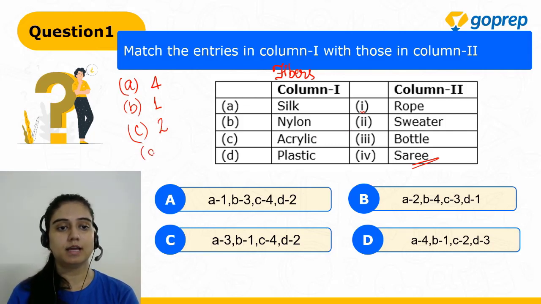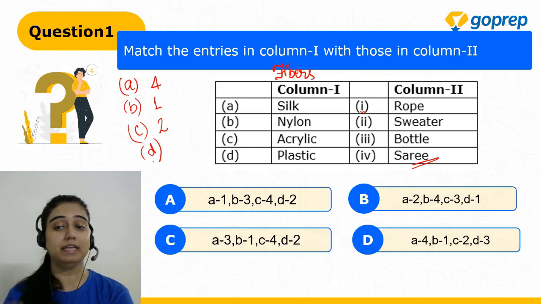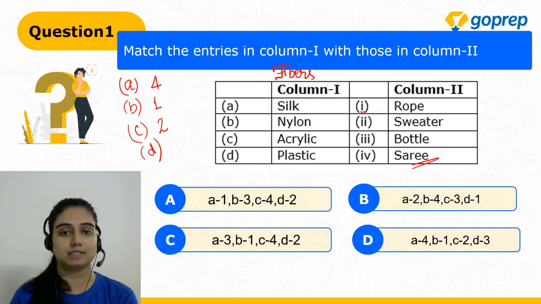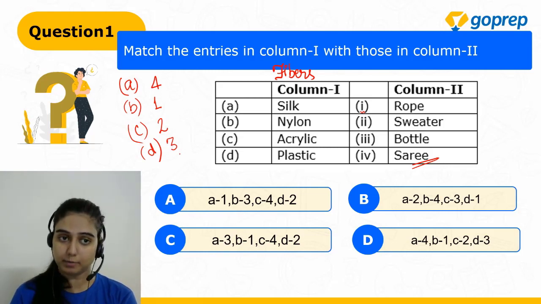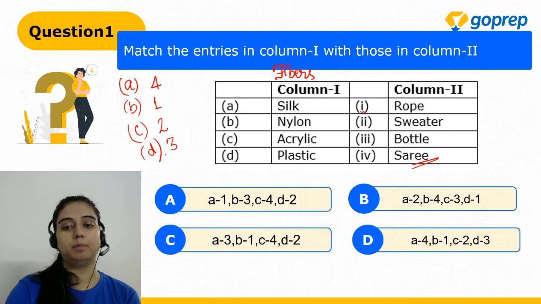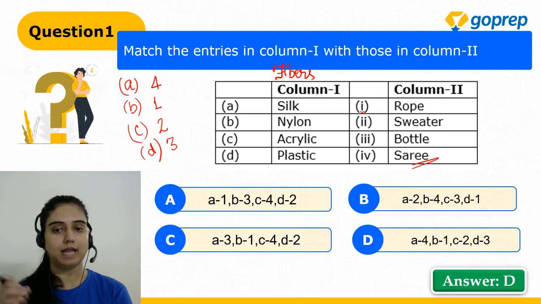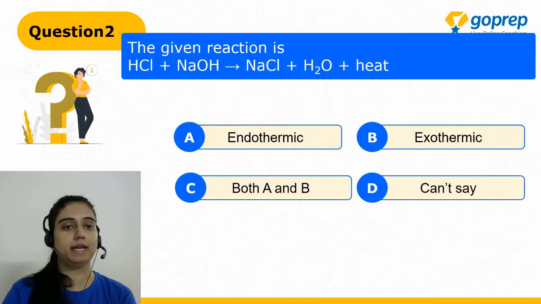Now the next one, plastic. We all know that we use plastic bottles. It is banned and it should be, because it is very hazardous, very toxic for the environment and also for our body. So what is the correct answer? The answer is option D. Now let's move to the next question.